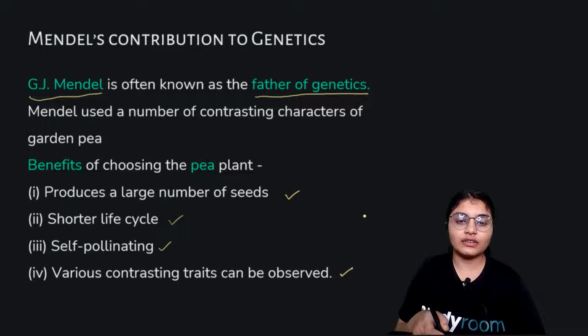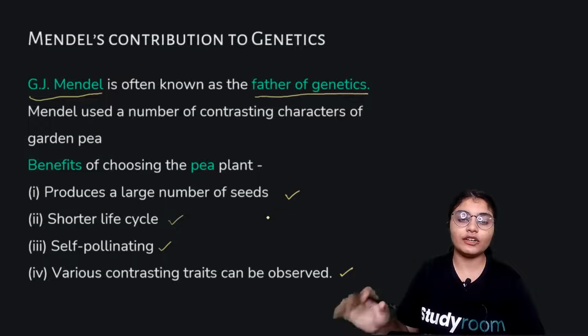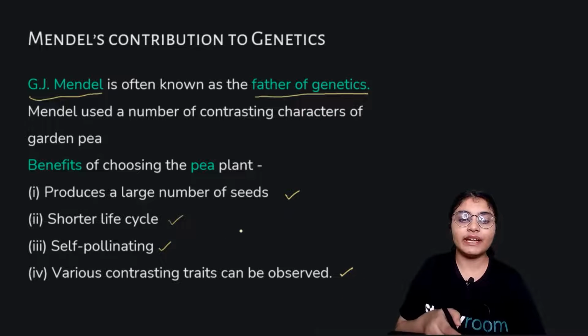So if very few seeds are produced, there's a chance that the seeds might not survive or might not germinate. But here, since a large number of seeds are being produced, he was rest assured that the seeds will actually germinate, and there will be a lot of plants that he can cultivate in his garden. So these were the benefits due to which he chose the garden pea plant, right?